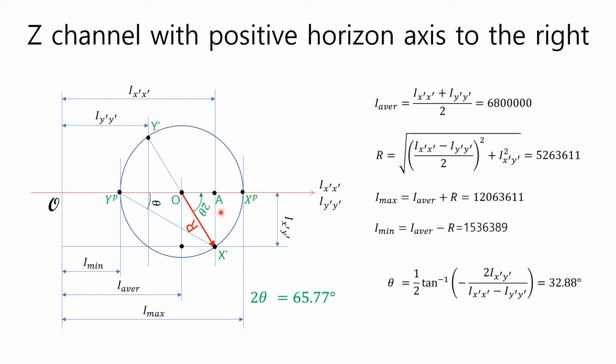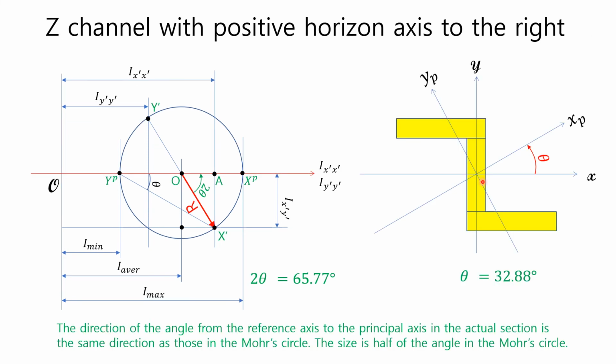By calculating 2 theta using the geometric properties of a right triangle X prime AO, the angle theta from x-axis to the principal axis can be calculated. The direction of the angle from the reference axis to the principal axis in the actual section is the same direction as those in the Mohr circle. The size is half of the angle in the Mohr circle.